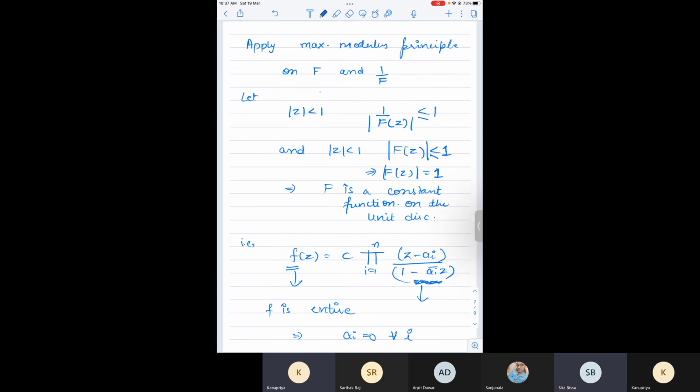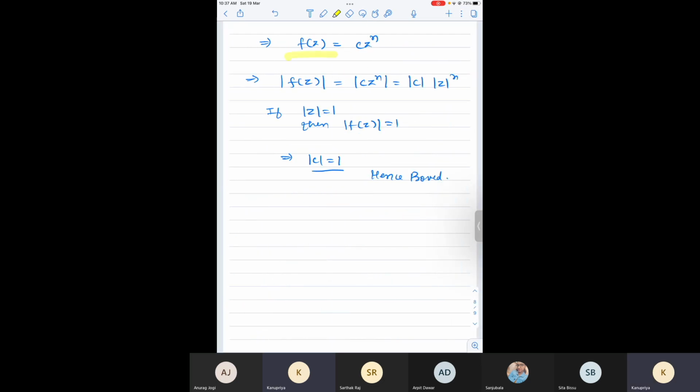Okay. Next, now we can apply maximum modulus principle on capital F and 1 by capital F. From there we can conclude that this function is constant on the unit disk, and if capital F is constant, we can assume that constant to be C, and from there we can get that small f(z) will be this function. Now this function is entire, so it should not have any singularity. From there we can conclude that these ai should be 0. If these ai's will be 0, then the function will remain this. Now the thing which we need to show is the modulus of c is 1, which is easy to see.